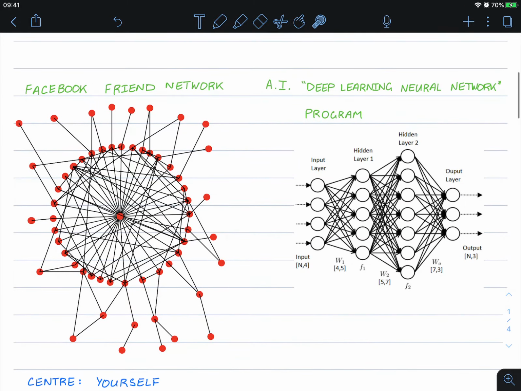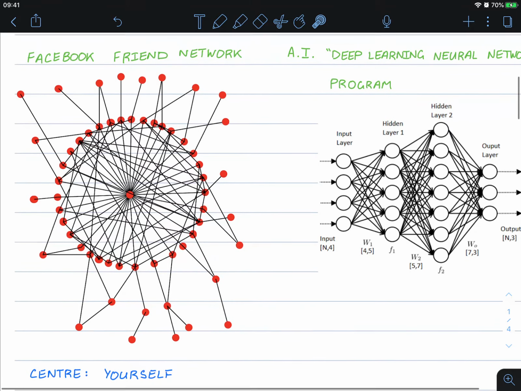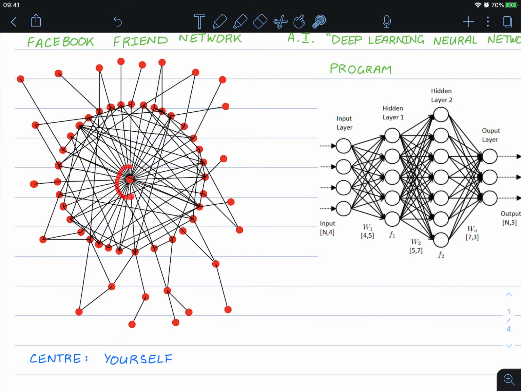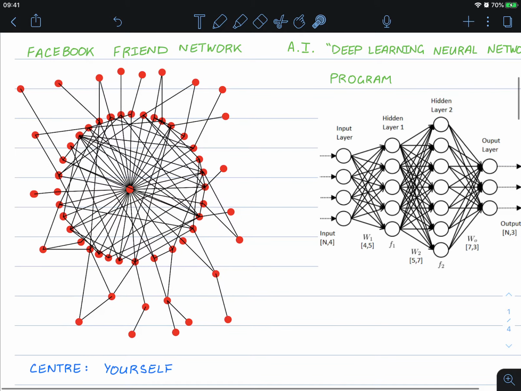We could have a Facebook friend network where we could say that you are there in the middle. All your friends are connected around you, like there's a big web here. And each friend might have another friend, and it just keeps going off into however many people there are on the network.